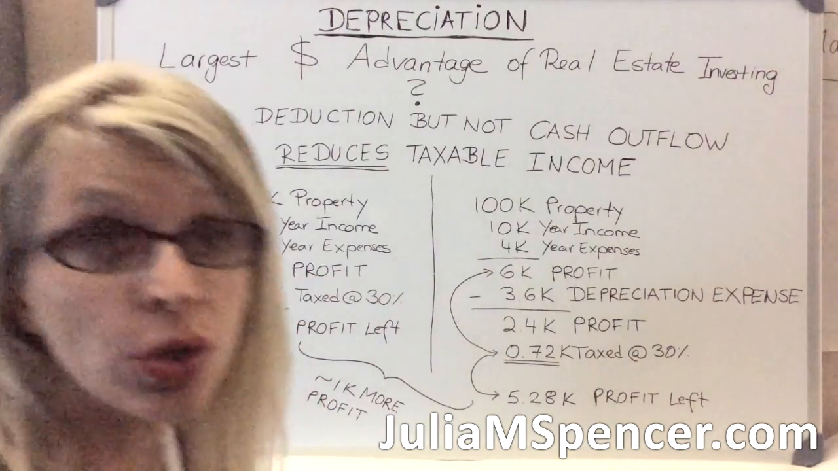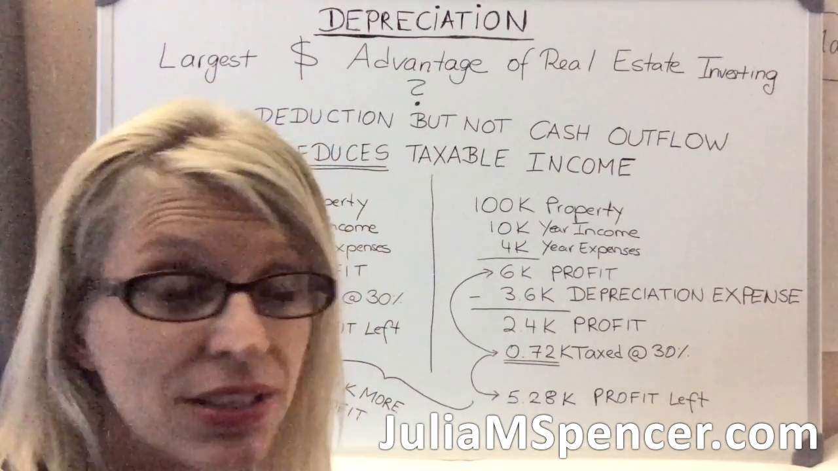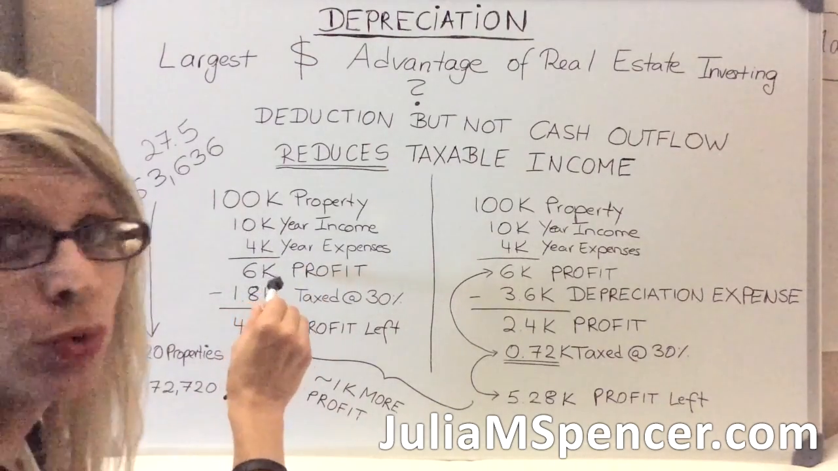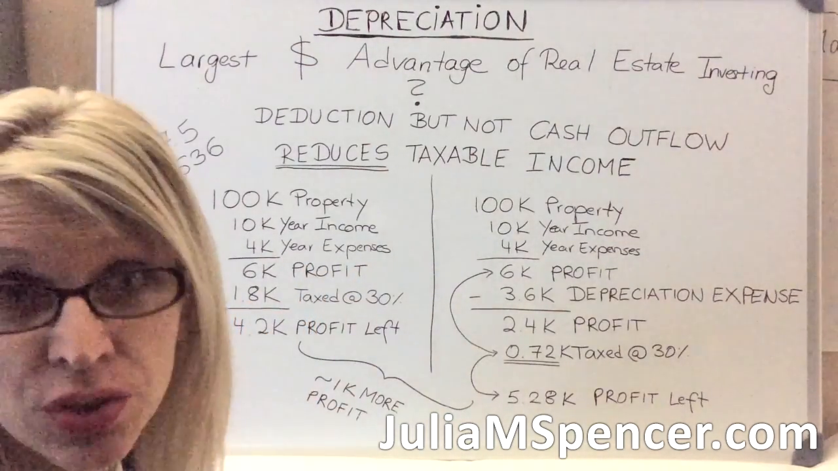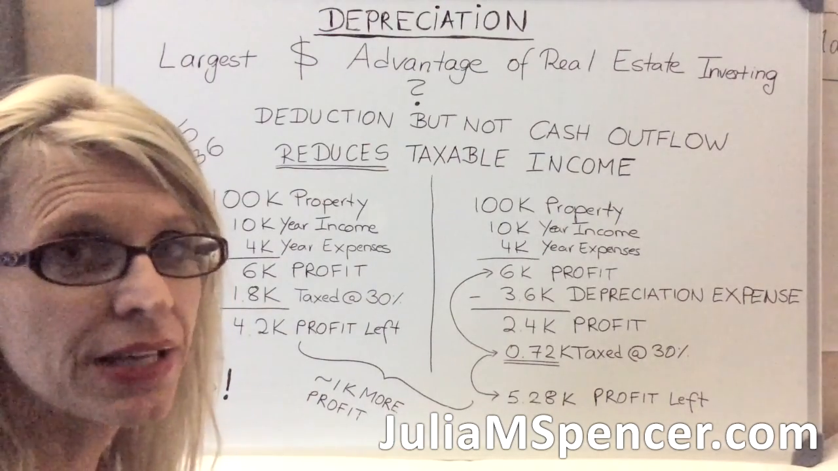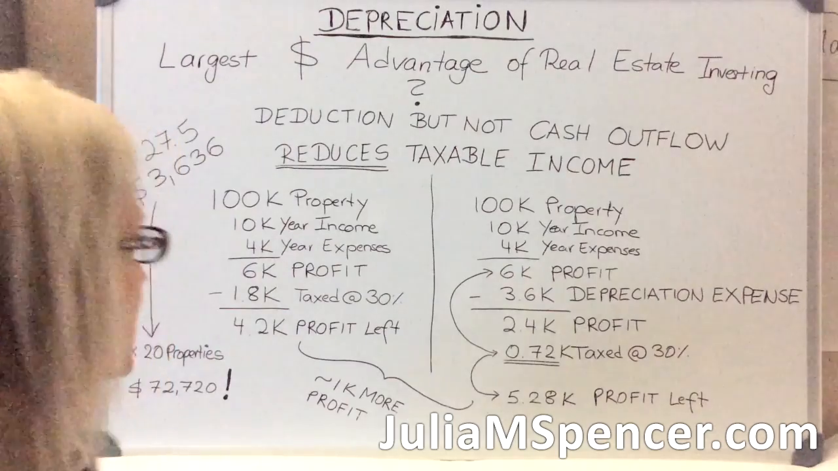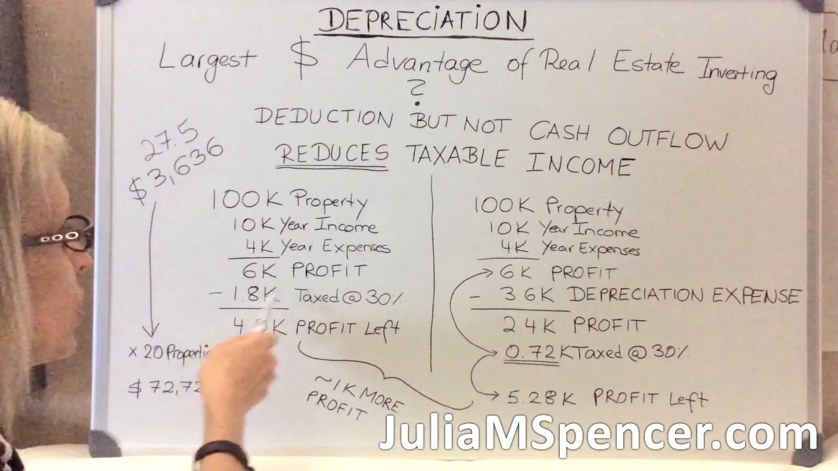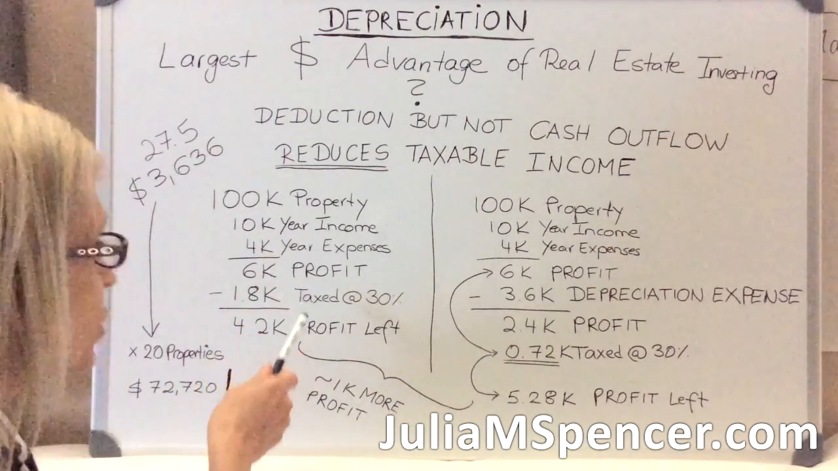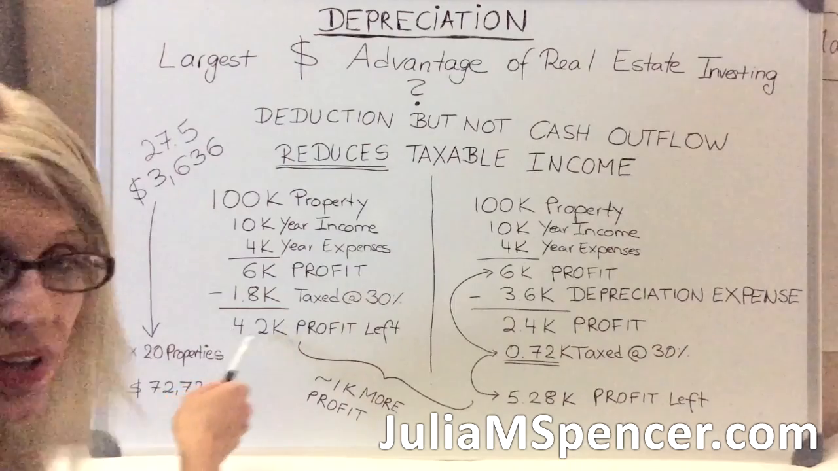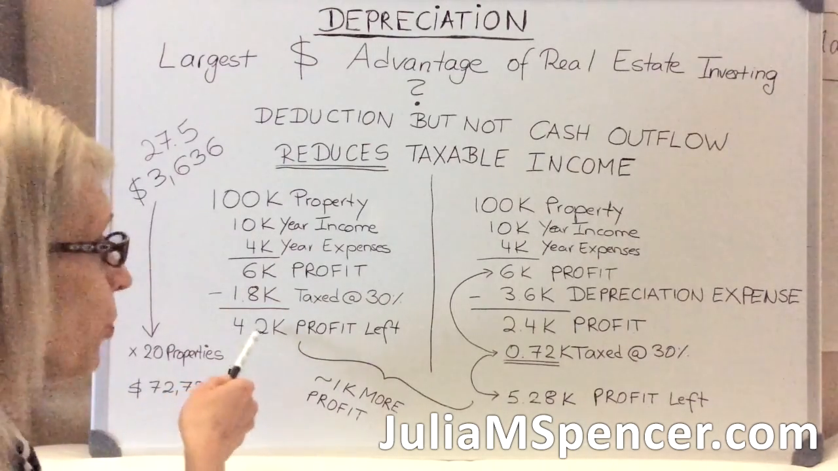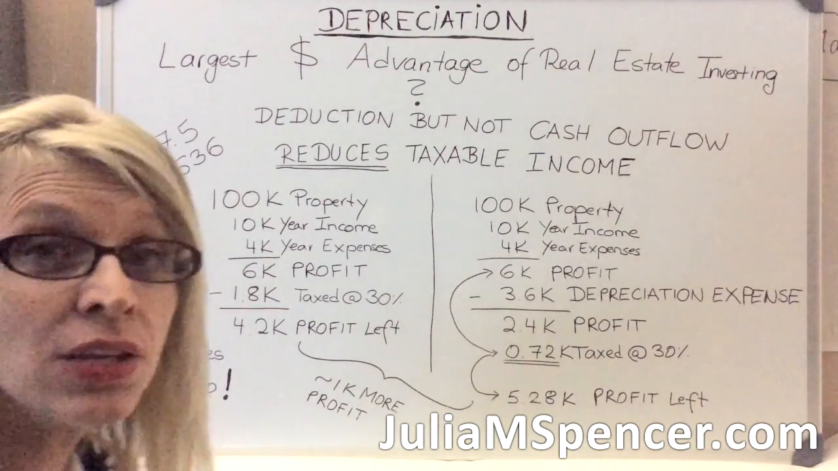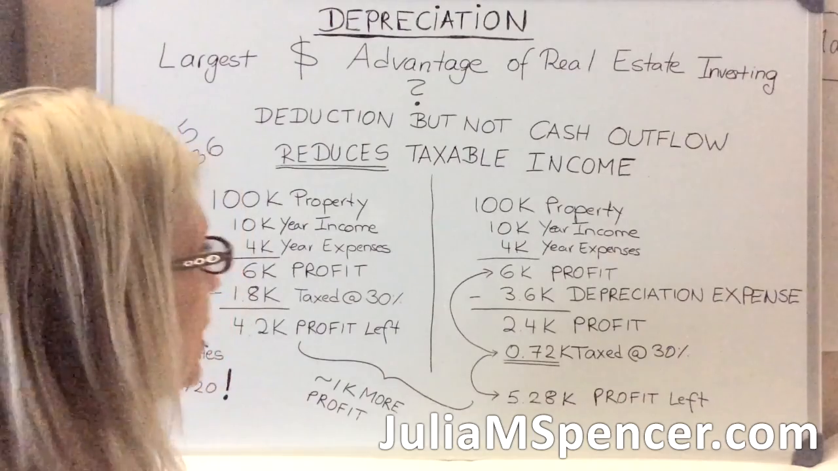Now, if there was no depreciation expense that you could take for this property, basically that $6K profit would be taxed at whatever your going tax rate is. For this particular example, I assumed it's 30%, and that would be $1,800. So take $1,800 off the $6,000, you're left with $4,200 or 4.2K profit at the end of the year. Now let's see what it looks like with depreciation.